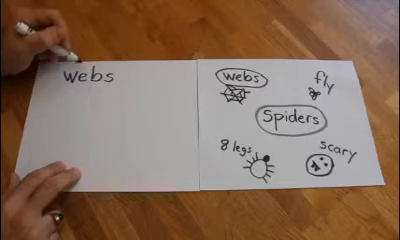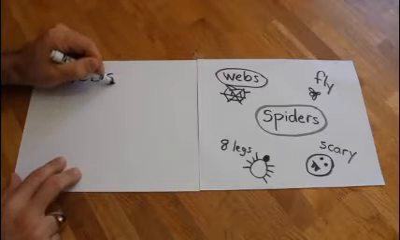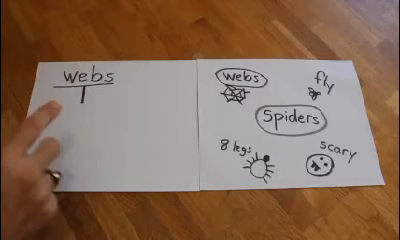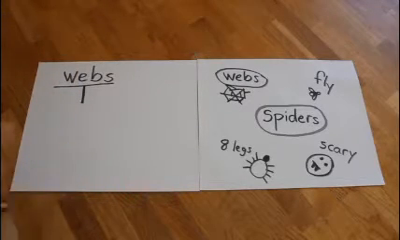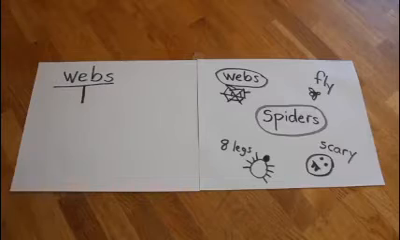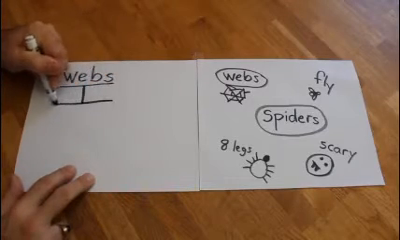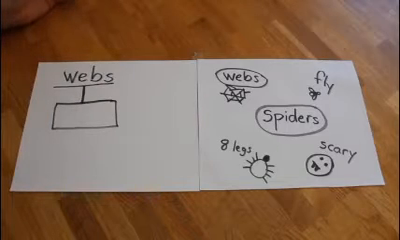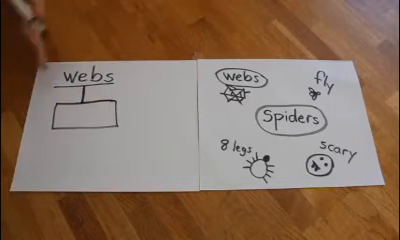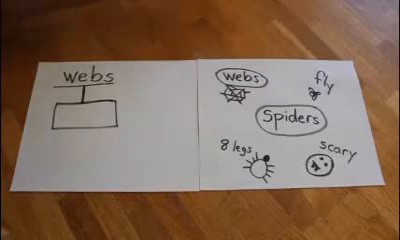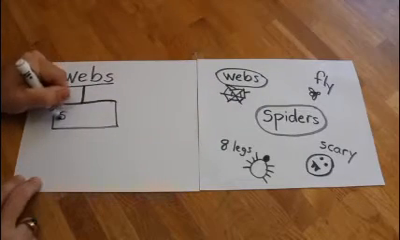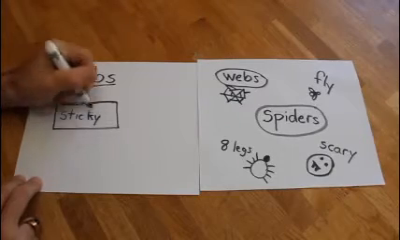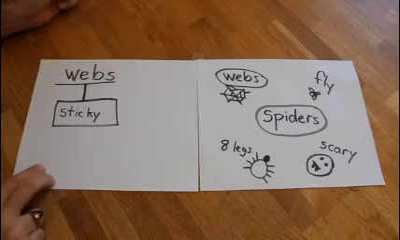So in webs, I'm gonna draw a line underneath it, and then a line down, and I wanna know something more. Tell me more about webs. And they call this the tell me more box. So there might be a box underneath here. Tell me more about webs. Well, how do webs catch those flies? They're sticky. Okay, so we've got our webs and they're sticky.